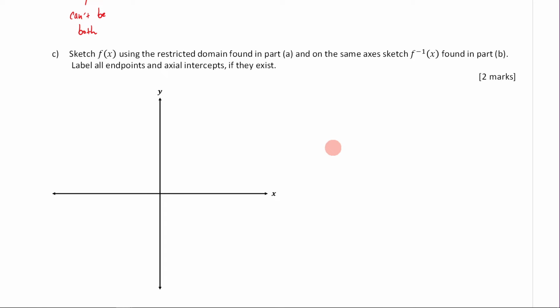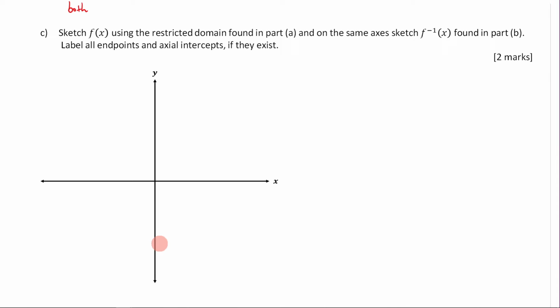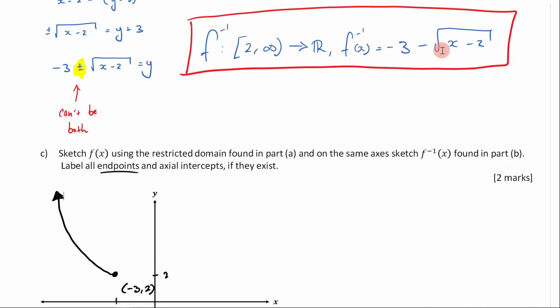It says we now need to sketch it. Now we've already done a rough little sketch to help us through this question, but now we need to formally sketch it. We know that this point here, negative 3 to 2, it says I need to label the endpoints. So I need to label them with coordinates like that, and it needs to be a closed circle as well. And then I need to sketch this.